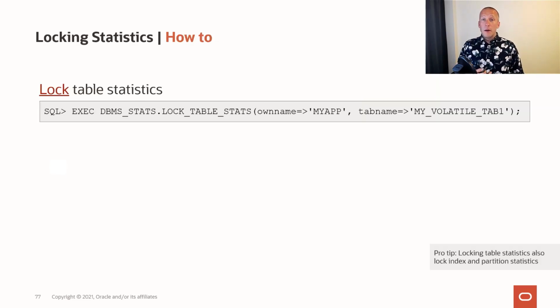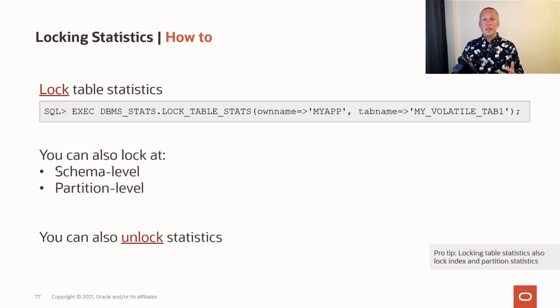There are procedures in the DBMS_STATS package that you can use to lock the table statistics, but you can also do it at schema or partition level. And you should be aware that when you lock table statistics, the underlying partition statistics, if it is a partitioned table, and index statistics get locked as well.